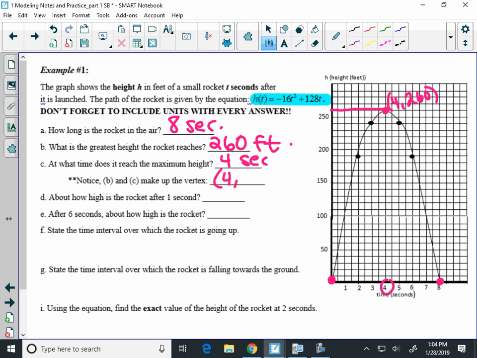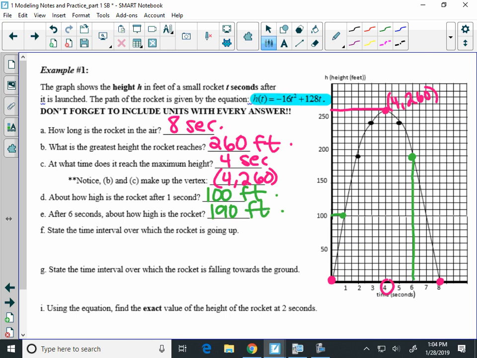All right, that's what the next part is saying. So both parts of each ordered pair tells you a piece of information about the quadratic. Now, about how high is the rocket after 1 second? Here, look at your graph. I would say it's about 100, yeah, 100 feet. Now after 6 seconds, if I go over here to my graph, about how high are you here? I would say 190 feet. Good. Just about 190 feet.